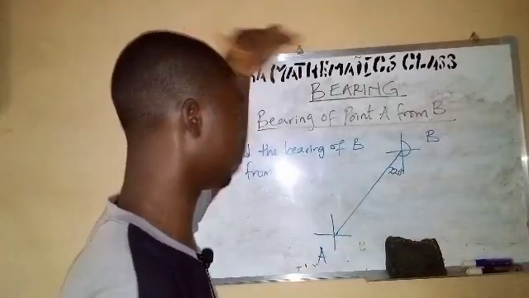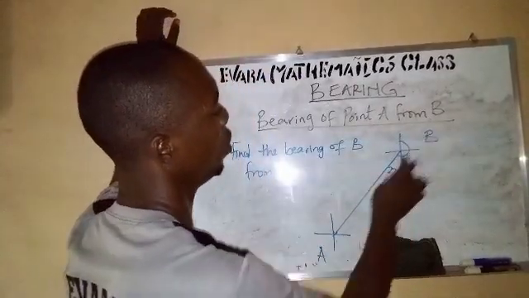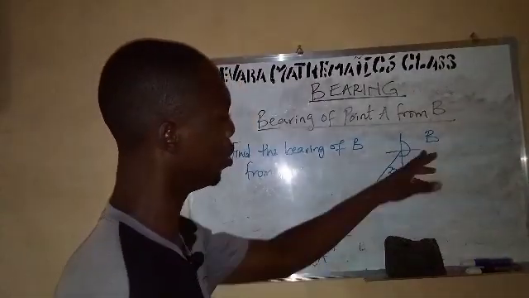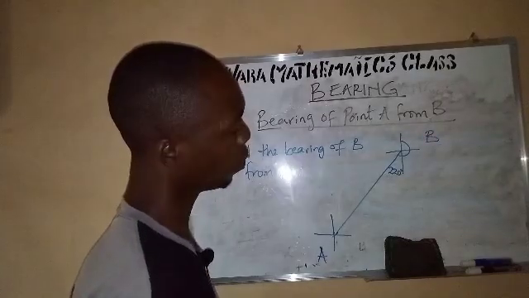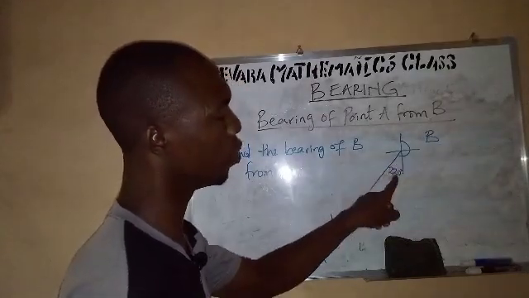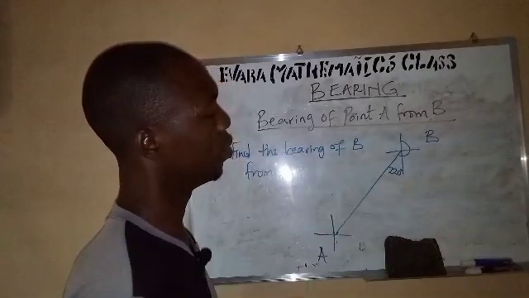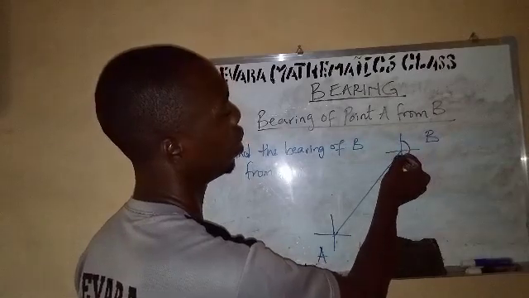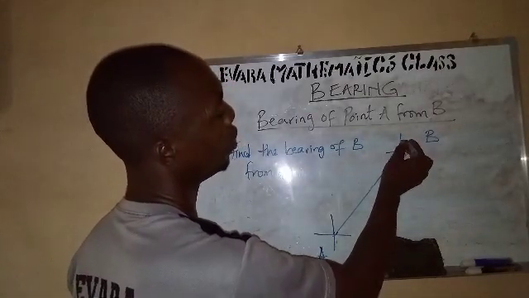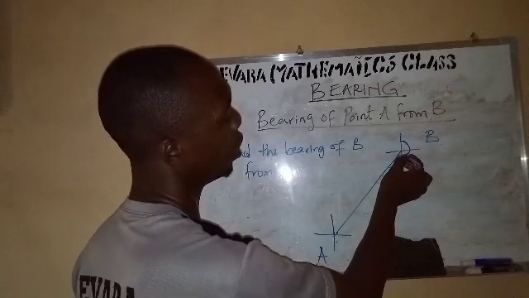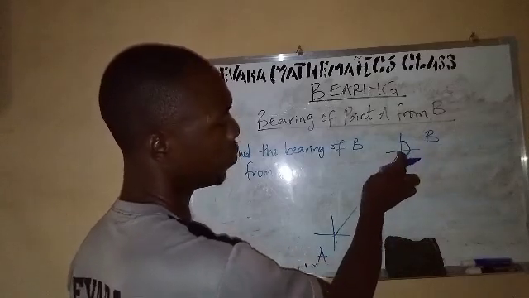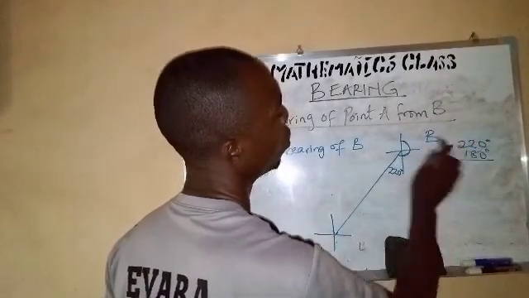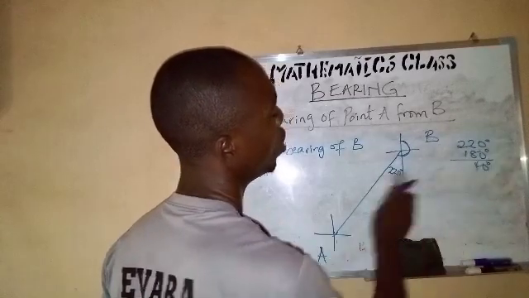From this diagram now, the bearing of A from B is 220 degrees. So now we are asked to find the bearing of B from A. But first of all, we need to know that this angle is not 220 degrees. This 220 degrees is what we have when we count from this place down to this place. And we know that this is 90, this is 180. So for us to know the remaining small angle here, you subtract 180 degrees from 220 degrees and we are left with 40.